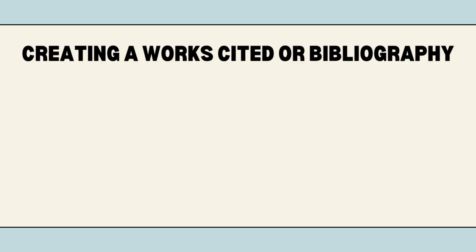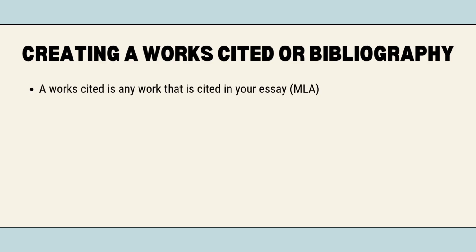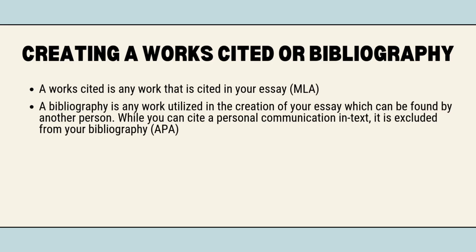So, how do you go about creating a works cited or bibliography? Well, first, a works cited is for MLA, and that is anything that is cited in your essay. A bibliography is used for APA and includes any of the work cited in your essay that can be found by another person. So you can cite personal communication in text for APA, but it's excluded from your bibliography.